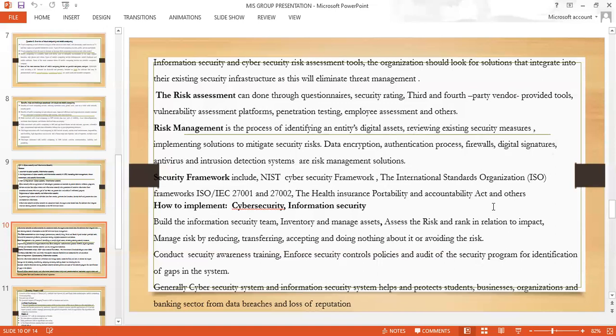how do we implement cybersecurity and information security? One, we need to build the information system to assess our risks and then rank them, and then manage our risk. And finally, generally, cybersecurity and information security helps to protect organizations' information from data breach and loss of reputation.